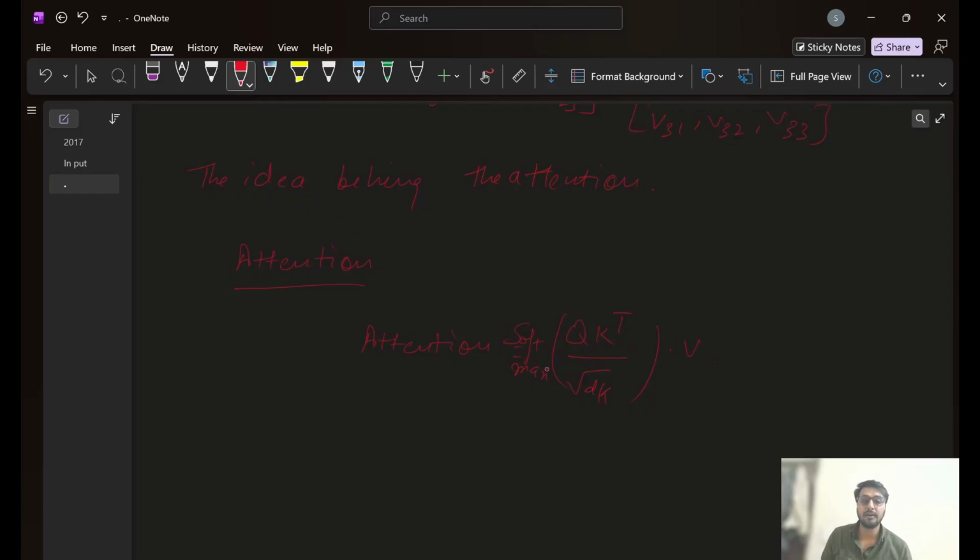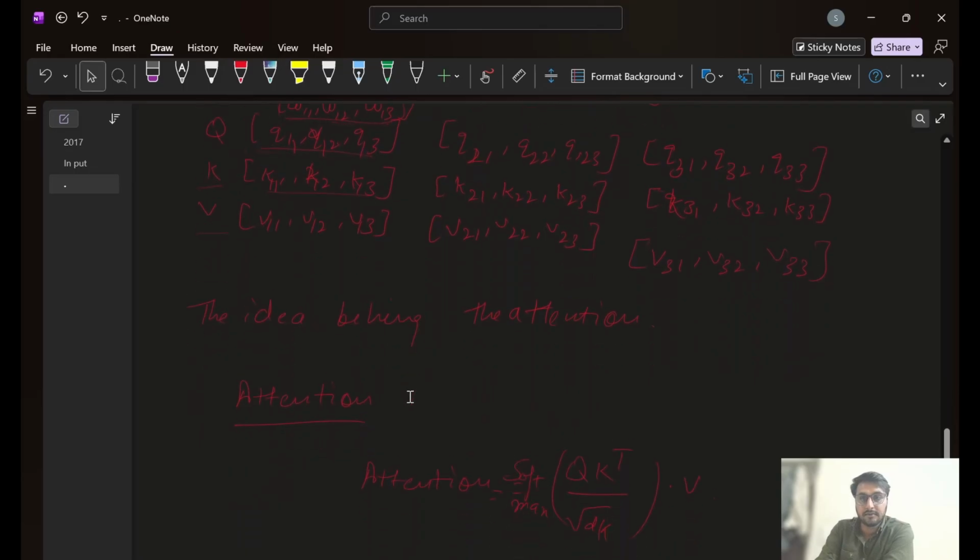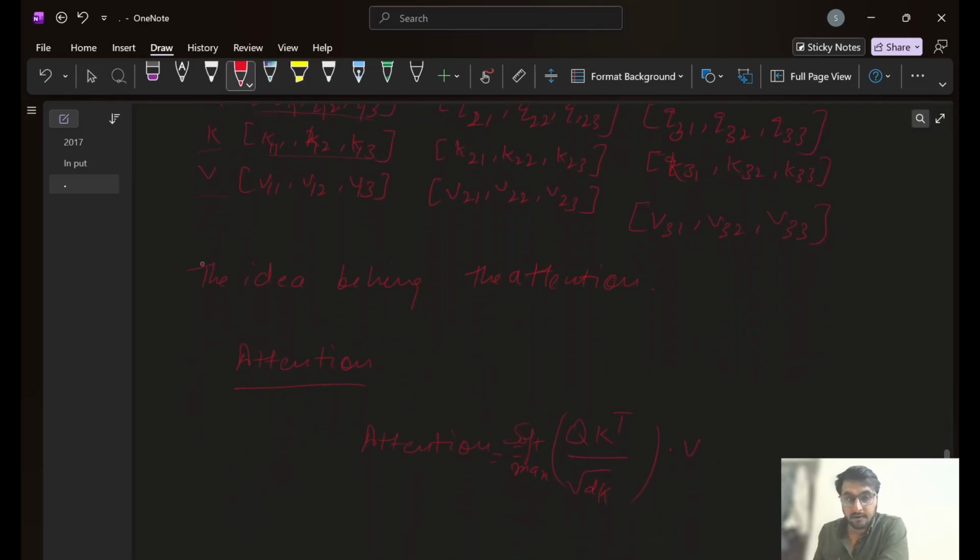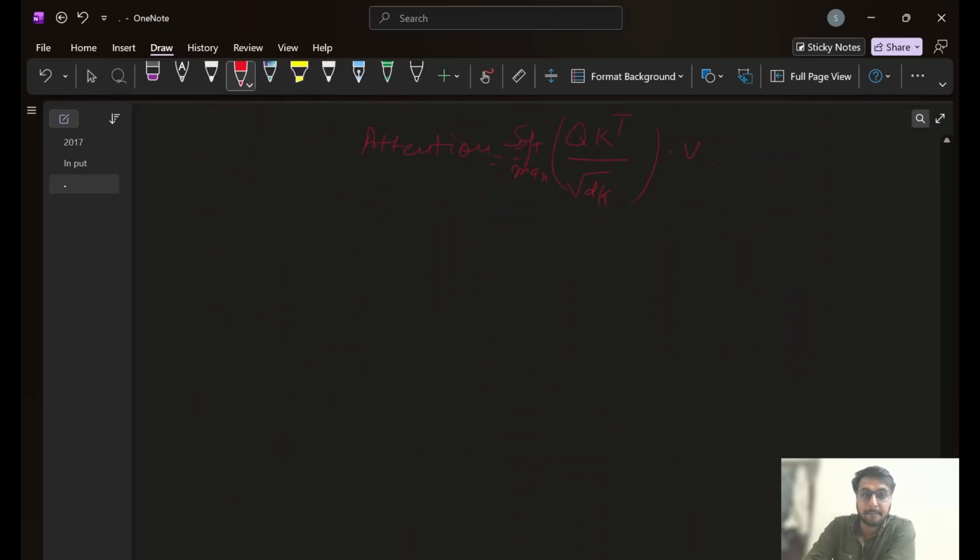This is the formula to compute attention. In this formula, let's simplify it first. For the query, this Q part, let's take each part.